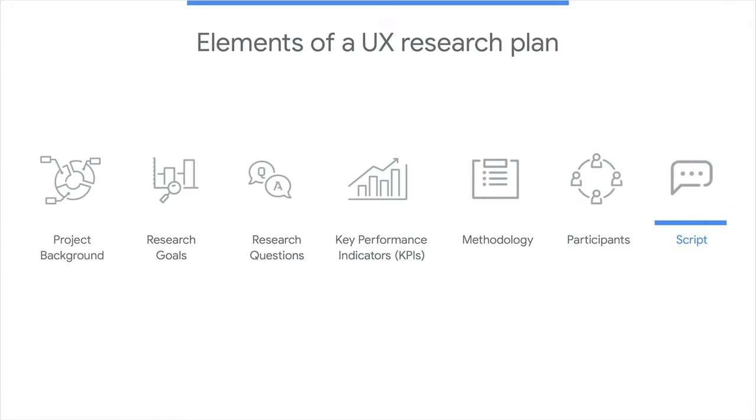Finally, you'll need to write a script for your study. This is also known as the discussion guide. You'll need to determine what questions you want to ask participants during your research. And there you have it, the 7 elements of a UX research plan. Hopefully that brief overview refreshed your memory on how to plan a UX research study. If you need more guidance, check out the course readings and revisit the videos from the earlier course. Let's keep going.